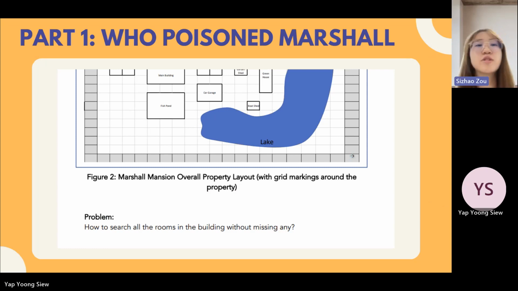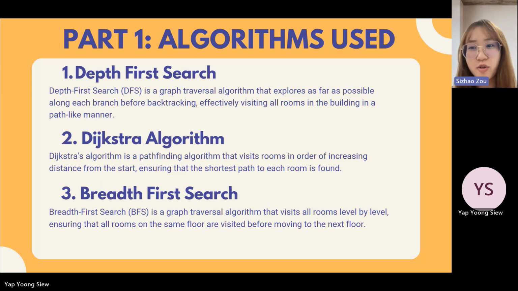And now I'm going to introduce part 1. So who plays it, Marshall? So for this part, basically, we just have to research all the rooms without any missing. For this part, we use 3 algorithms.